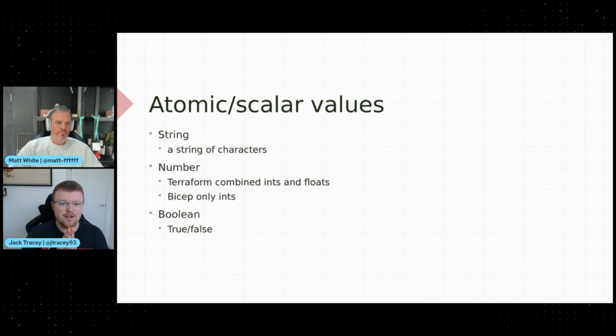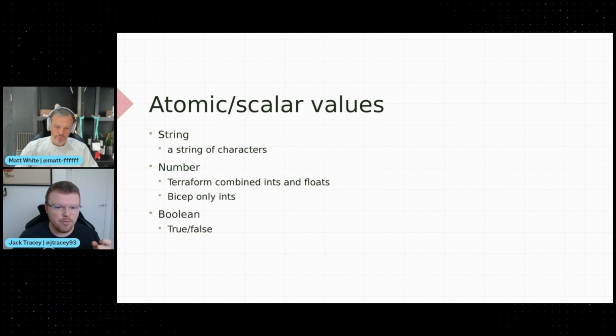So a string is literally a string. Like, this is a string. You might commonly see it wrapped in double quotation marks or single quotation marks. A number you won't see wrapped in quotation marks. It will just be the number, the digit. So 3, 4, 5, whatever. And this is where actually we've got some differences already between Terraform and Bicep.